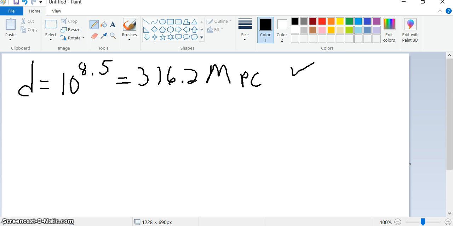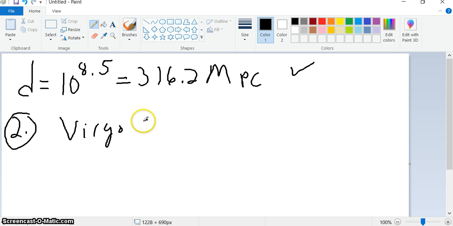All right, let's look at number 2. Oh, okay, number 2 is actually pretty simple. I'm not even going to pause it. Number 2 is finding the distance to the Virgo cluster. What do they use? They use a Cepheid variable. So this is the distance to the Virgo cluster. So the cluster, it's not one particular galaxy. This is just the general distance to the Virgo cluster.